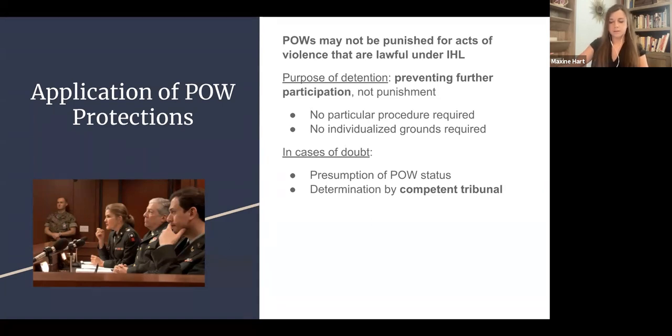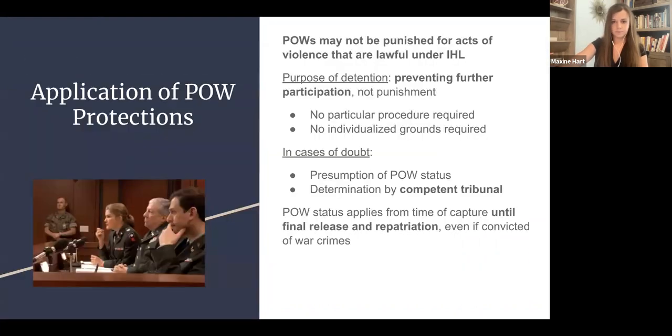The procedures that the tribunal has to follow aren't contained in international humanitarian law. Those will be determined by domestic law. And that determination, again, has to be made on an individual basis to determine if this individual person qualifies for POW status or not. And then the status applies from the moment of capture until final release and repatriation, even if they're convicted of war crimes.